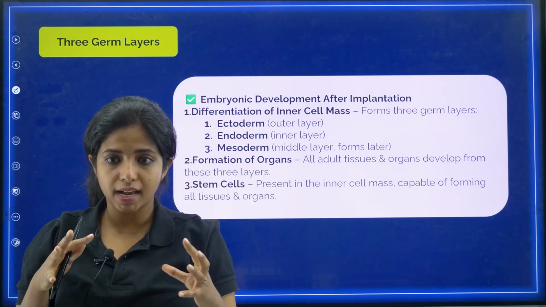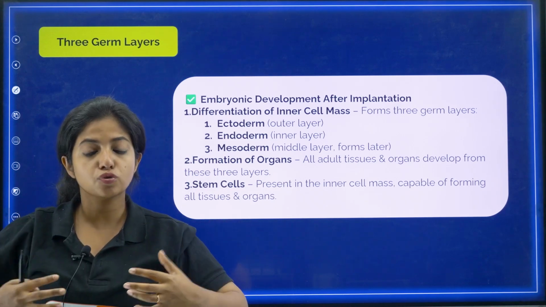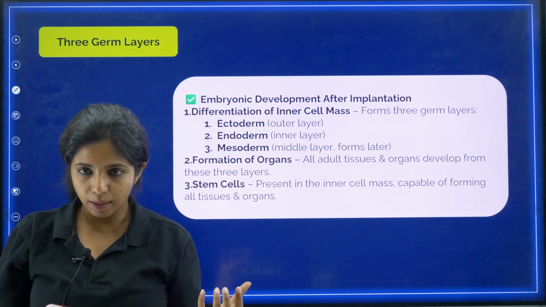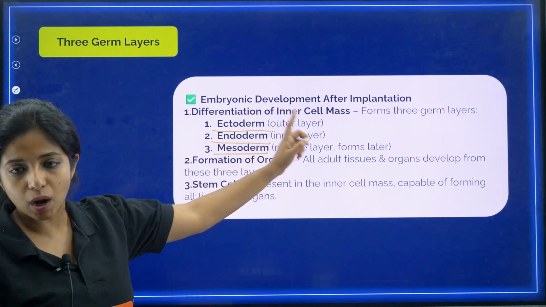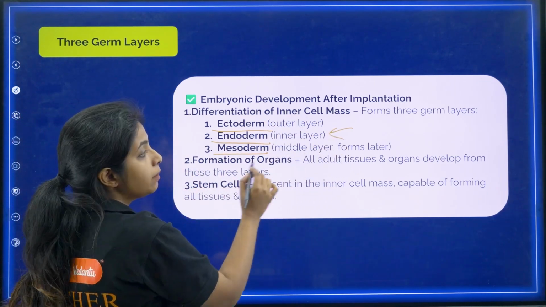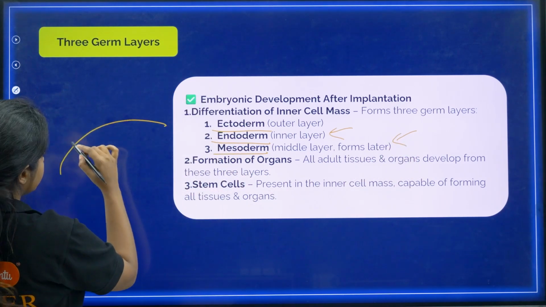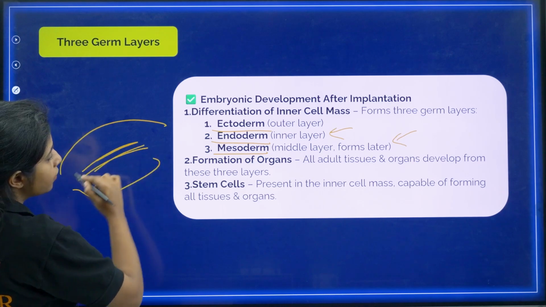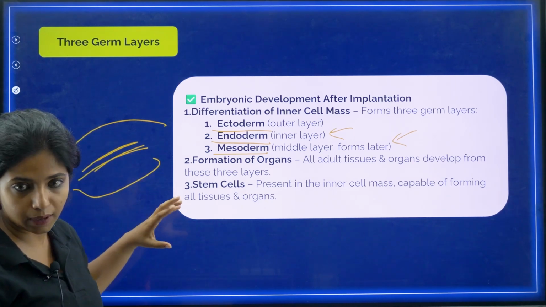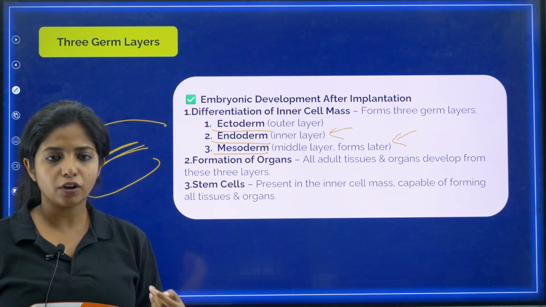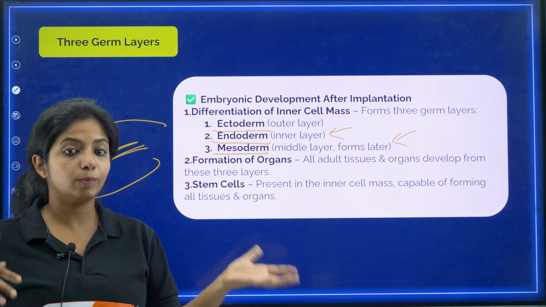So, the inner cell mass will now form 3 germ layers, my dear children. 3 layers which will further give rise to different parts of the baby. The 3 germ layers are ectoderm, endoderm and mesoderm. Ectoderm is the outer layer, endoderm is the inner layer and mesoderm is the middle layer. All these layers are going to form different parts of your body. Ectoderm will form your skin and your nervous system. Endoderm will form the gastrointestinal tract. Mesoderm will be doing some other function.